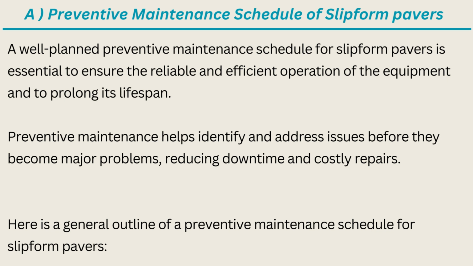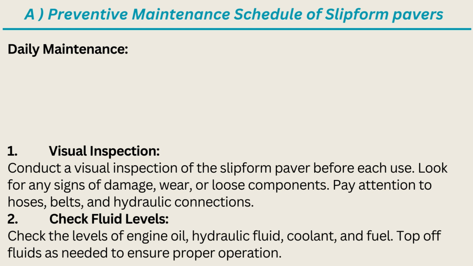Here is a general outline of a preventive maintenance schedule for slipform pavers. Daily maintenance. 1. Visual inspection. Conduct a visual inspection of the slipform paver before each use. Look for any signs of damage, wear, or loose components. Pay attention to hoses, belts, and hydraulic connections. 2. Check fluid levels. Check the levels of engine oil, hydraulic fluid, coolant, and fuel. Top off fluids as needed to ensure proper operation.